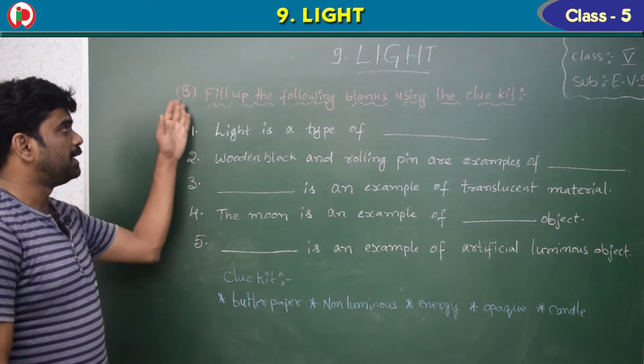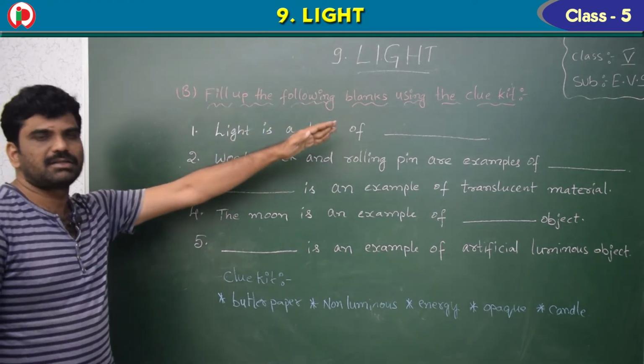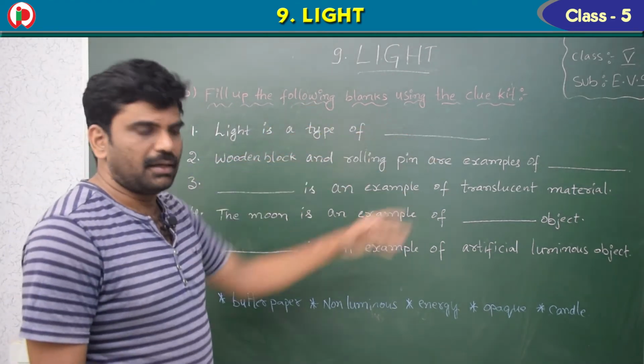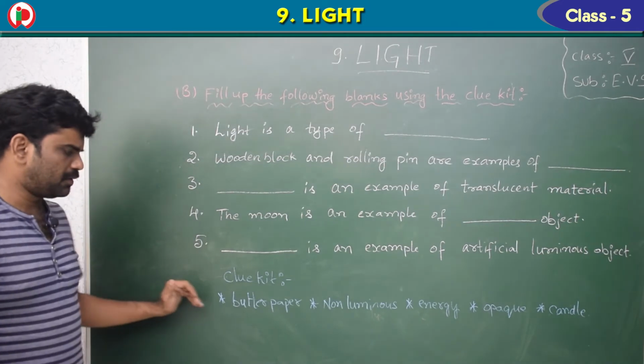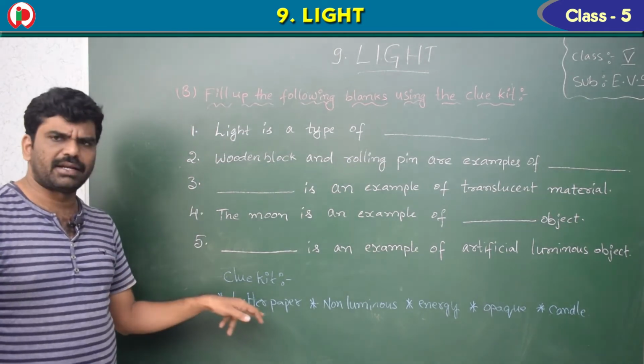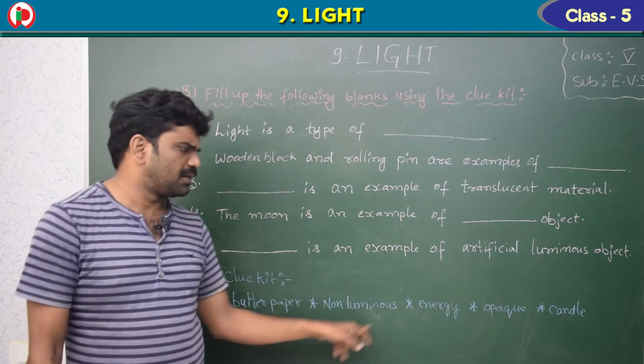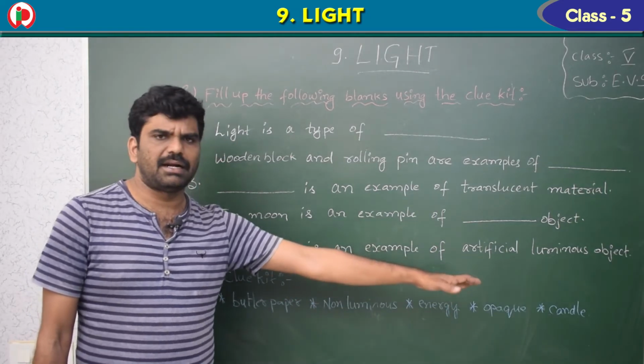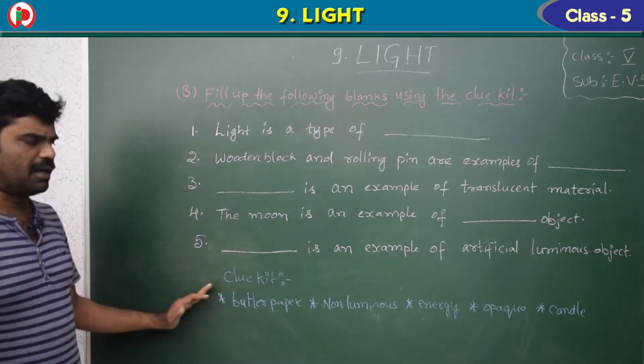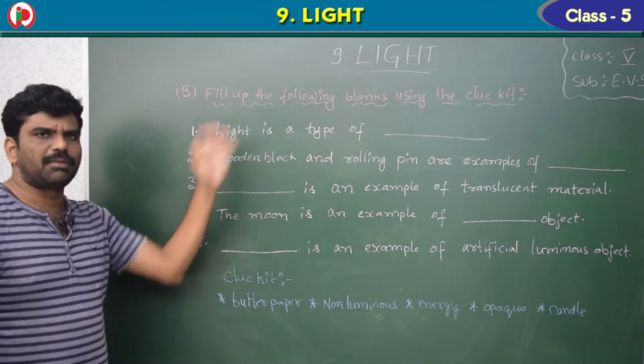Children, now see B. Fill up the following blanks using the clue kit. The clue kit is given below. These are the clues, children: butter paper, non-luminous, energy, opaque and candle. 5 clues are there. With the help of these clues, you have to fill up the blanks.